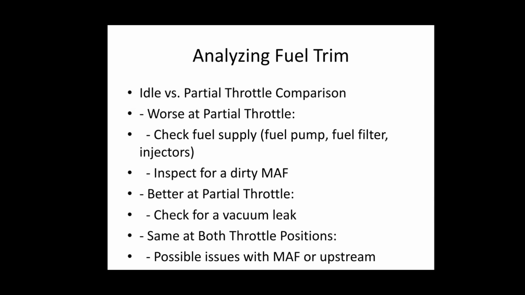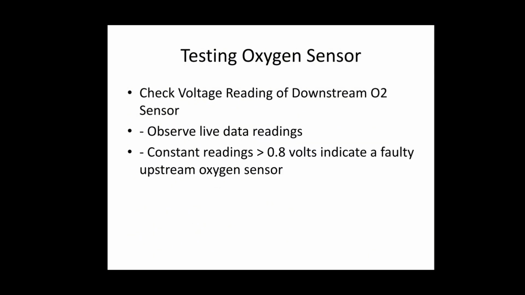If your fuel trim gets better at partial throttle, suspect a vacuum leak. And if it stays the same, your fault can be in a mass airflow sensor or an oxygen sensor. To test the O2 sensor, look at the live data. If the fuel trim is lean and the downstream O2 sensor is reading rich voltage, above 0.8 constantly, you have a bad upstream O2 sensor.